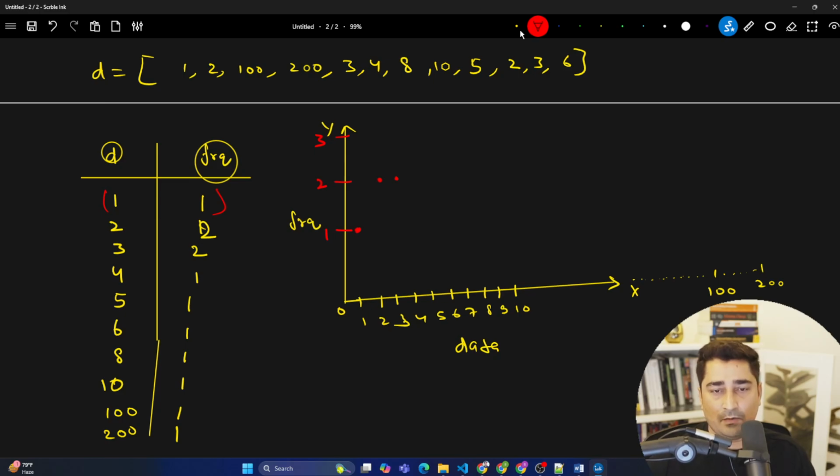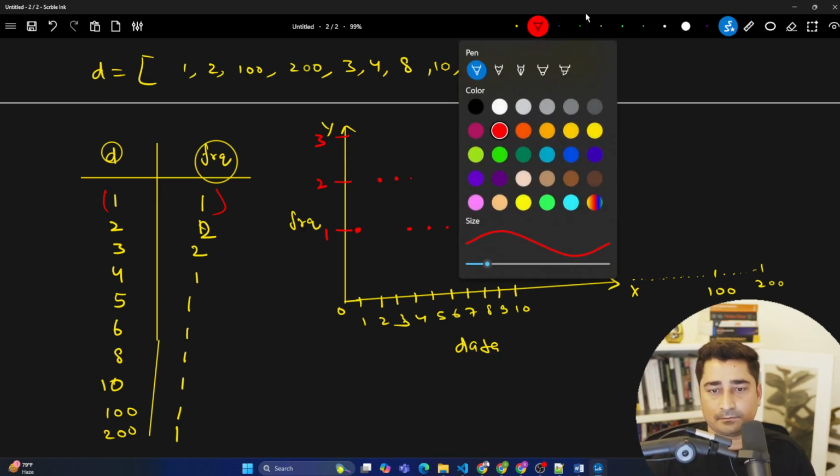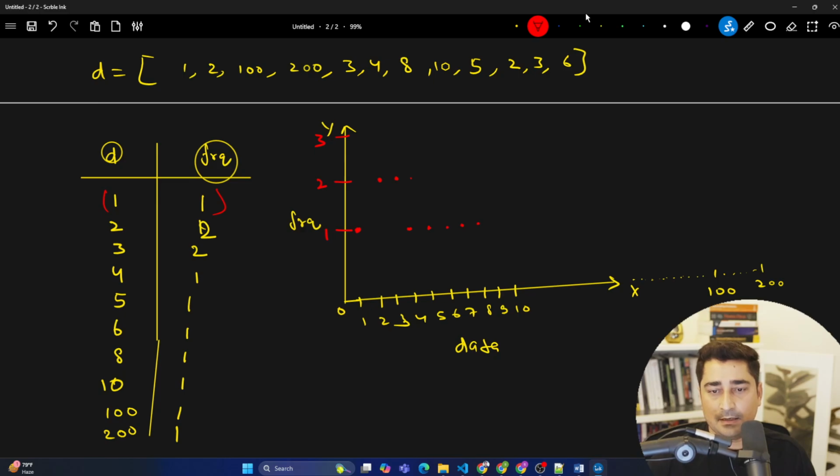Now 4 is occurring 1 time. So coordinate somewhere here. Then 5 is occurring 1 time, coordinate somewhere here. 6 is occurring 1 time, coordinate somewhere here. 7 is occurring 1 time, coordinate somewhere here. 8 is occurring 1 time, coordinate somewhere here. 9, there is no 9, right? So we can try to delete this one. Now 8 is occurring here, and then we have a 10 over here. And then we have 100 occurring 1 time, and then 200 occurring 1 time, far away from the original data set.